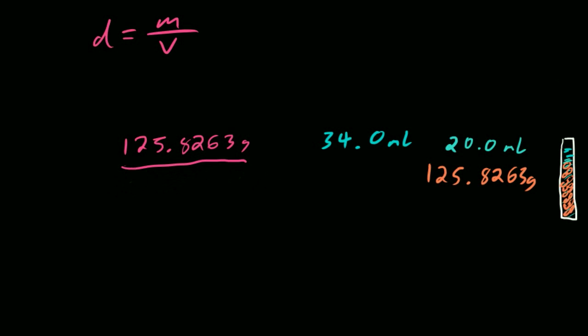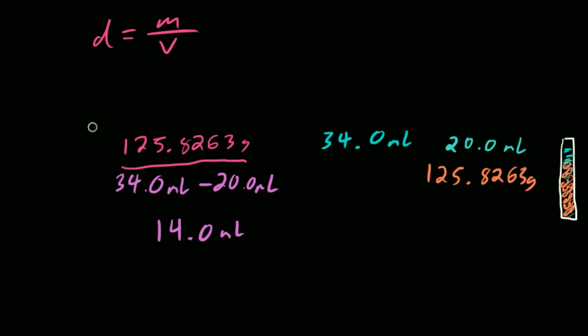So this should be our final volume, 34.0 milliliters. Subtract out our initial volume, our 20.0 milliliters. And now you can see what the change in volume was when we put the metal shot into the graduated cylinder. It's going to be 14 milliliters, right? So I'll just write below, we've got 14.0 milliliters. And so now, what's our density going to be?